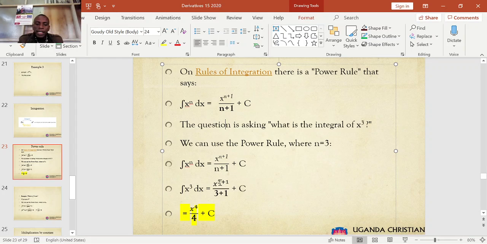So if it's x to the power 3, it's then x to the power 3 plus 1, divided by 3 plus 1. Recall we said we divide by the new power. So it will now be x to the power 4 divided by 4, plus our constant. That is our answer, something which is simple. So that's the answer.